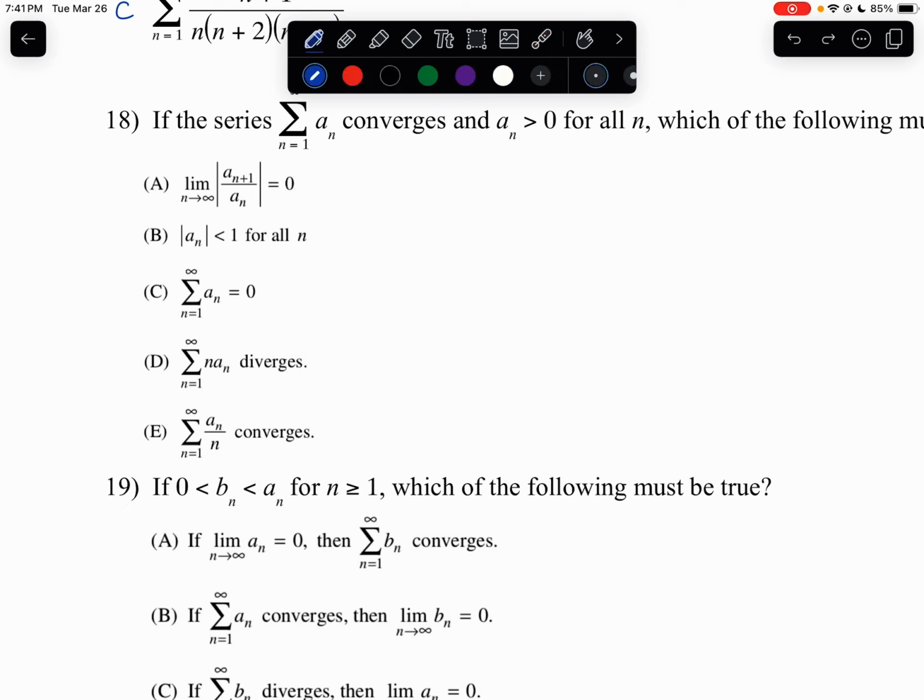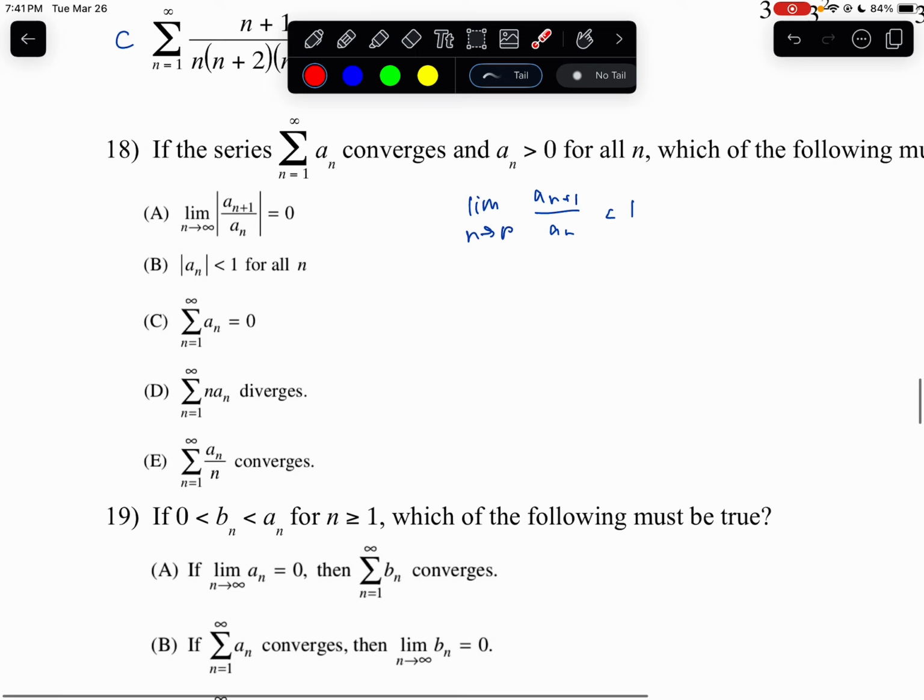The ratio test says this: if the limit as n approaches infinity of a sub n plus 1 over a sub n is less than 1, it will converge. It doesn't necessarily mean that this is going to be equal to 0. If it does equal 0, then it does converge. But for all we know, the limit of the ratio could be 1/2, it could be 1/3. We don't know if it's going to be 0, so I don't think we can necessarily say that this is true.